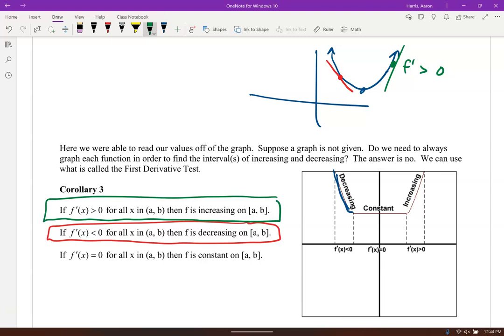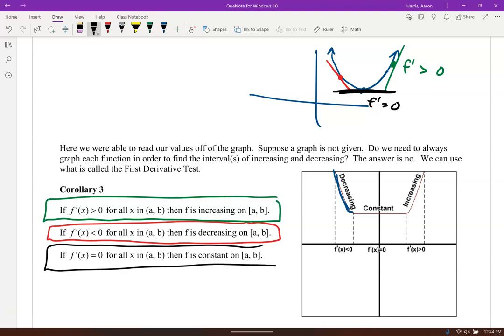And finally, if the derivative is 0, like right here at its relative minimum, absolute minimum, f prime would be 0, then it's constant right there. Well, this is not on an interval in this case. It's just at a point where this is constant. But if f prime is 0, okay?